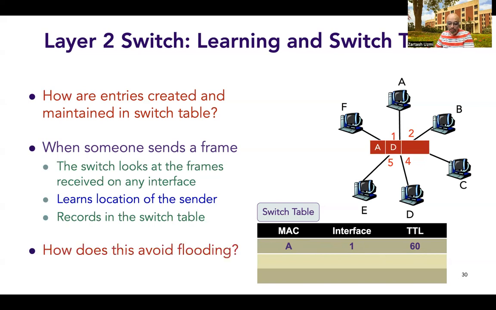So how does this avoid flooding? I have made entries into the table. How is the flooding avoided? Well, the flooding is avoided because now when someone sends a frame to A, this switch exactly knows that A is accessible through interface number 1. It will only send the frame on interface number 1 if it is destined for A. Otherwise, if it doesn't know where A is, it will have to broadcast.